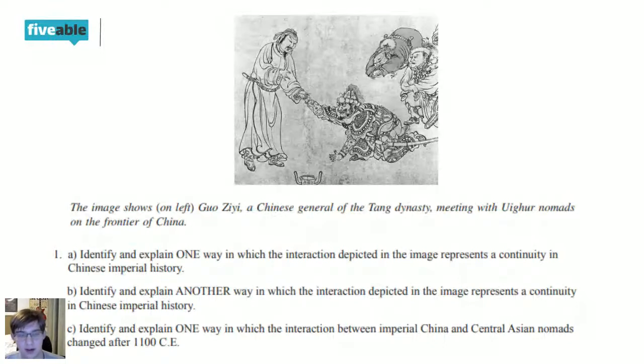And so this next part C is going to ask, identify and explain one way in which the interaction changed after 1100. Could you say tribal? Do you mean tribute system? Yeah, you could definitely say tribute system. That's basically what it said. It was in that realm. So yeah, that would work.